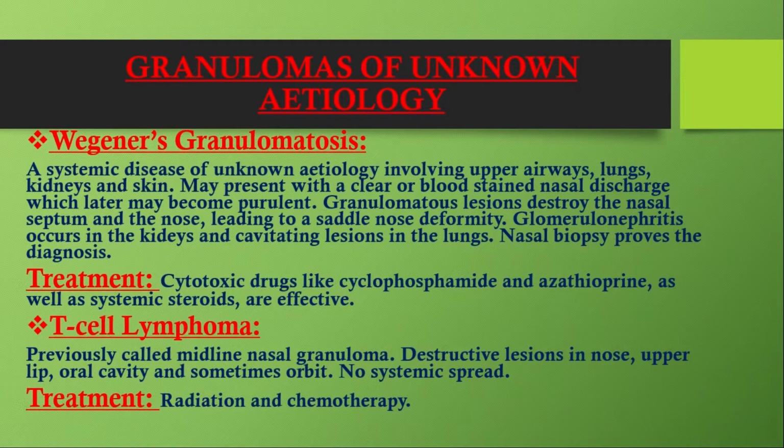Talking about T-cell lymphoma, which was also called midline nasal granuloma in early days, destructive lesions in the nose, upper lip, oral cavity and sometimes orbit may occur in this kind of disease. There is no systemic spread, while its treatment is either radiation or radiation combined with chemotherapy.